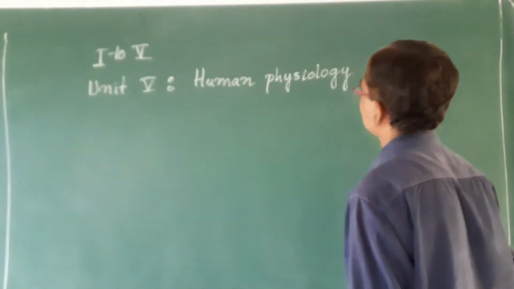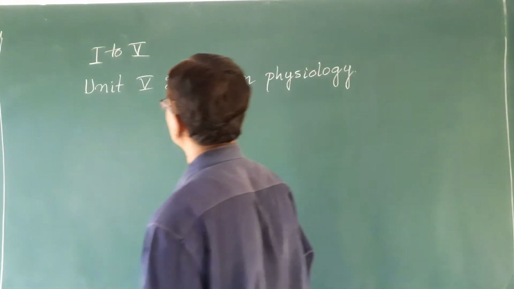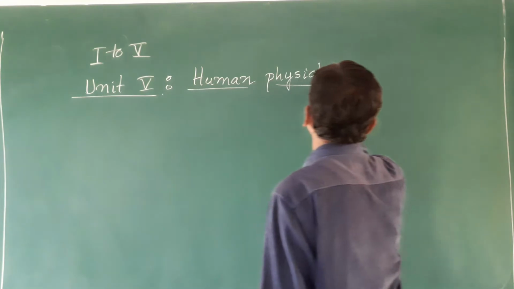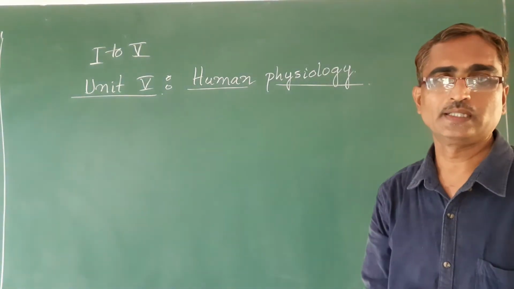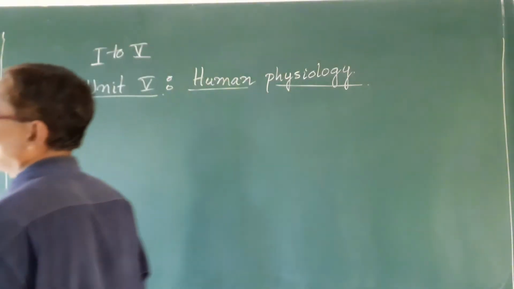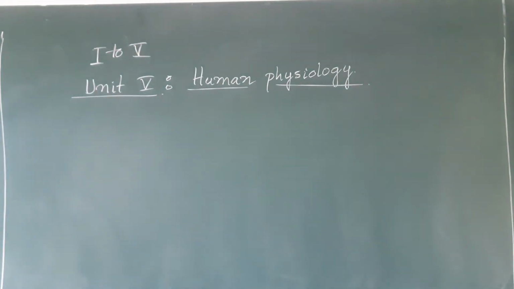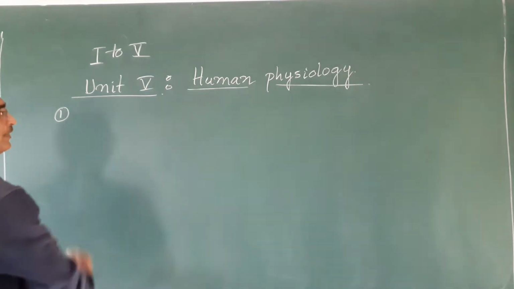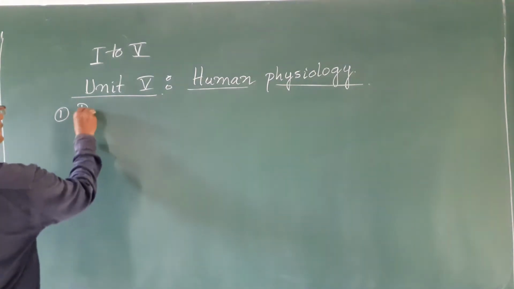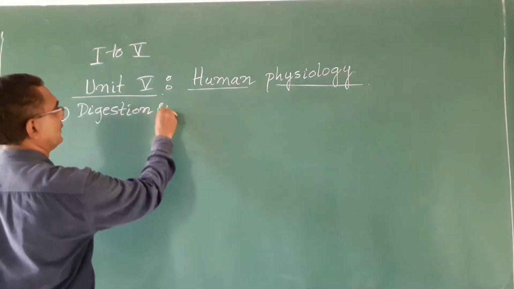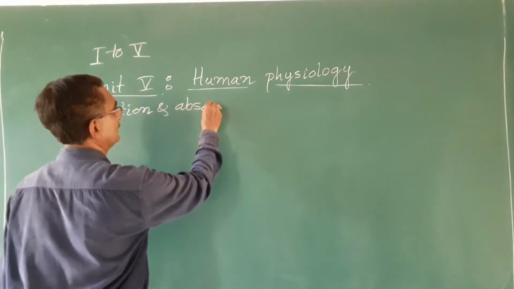In this fifth unit, human physiology, we have 7 chapters. Let us see one by one. The first chapter in the fifth unit is digestion and absorption.